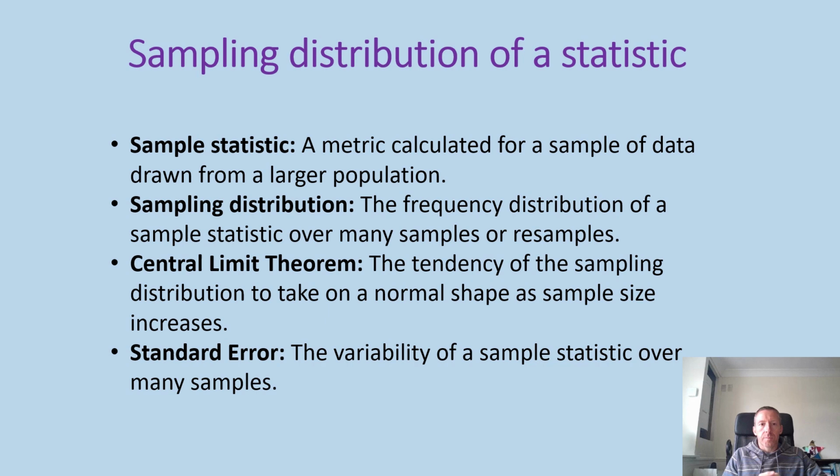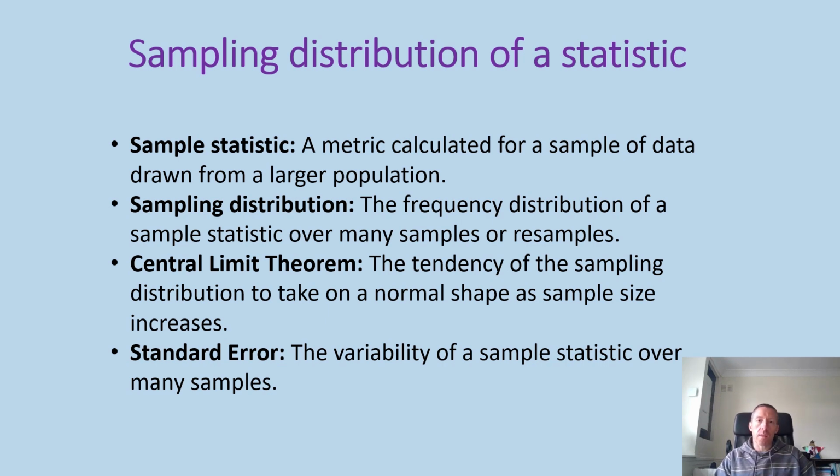Let me read some of the content of this slide. A sample statistic, as you know, is a metric calculated from sample data. The sampling distribution of a statistic is the frequency distribution of a sample statistic over many samples or resamples. As I just said, it's often unrealistic. We often can't do that. We just have our one sample and we can work out the mean of that. Resampling would be a lot of effort and in many cases prohibitive.